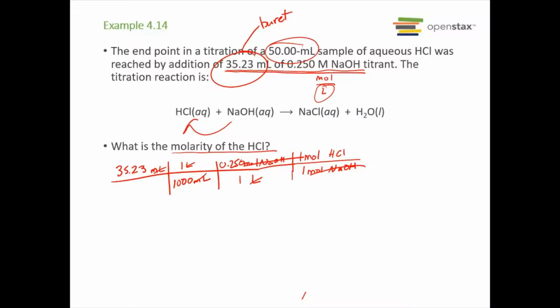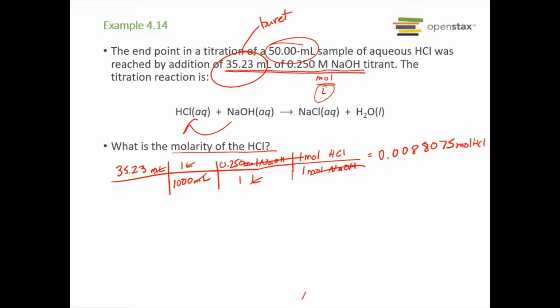So let's start by getting our moles of hydrochloric acid. 35.23 divided by 1,000 times 0.250 times 1 over 1. We have 0.0088075 moles of HCl. I'm not going to worry about rounding just yet until the very end.